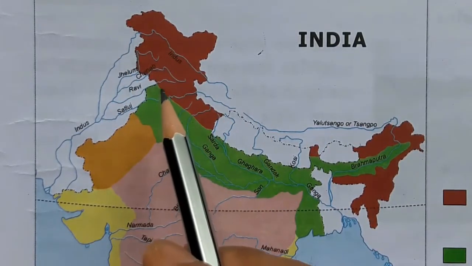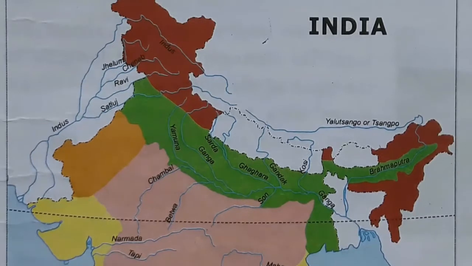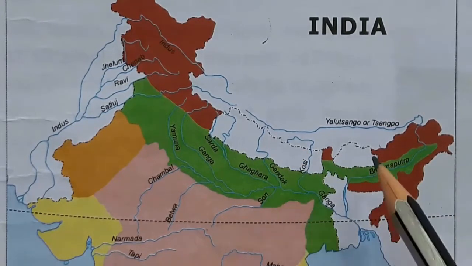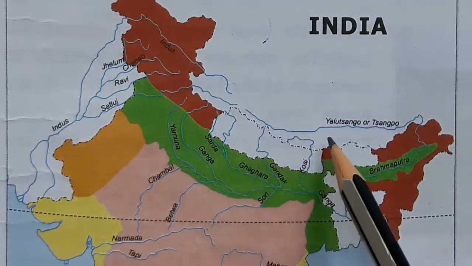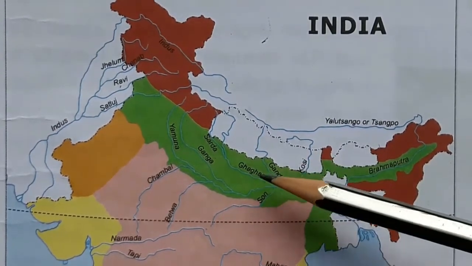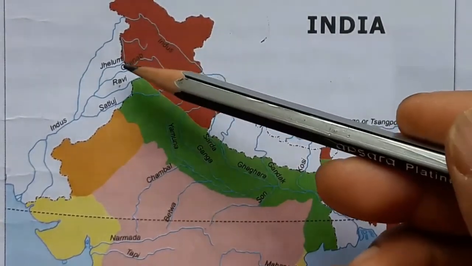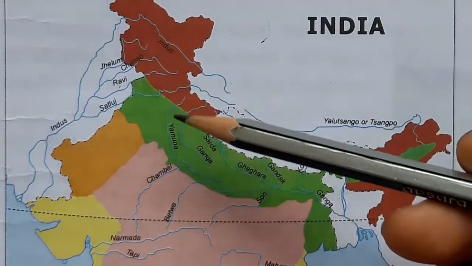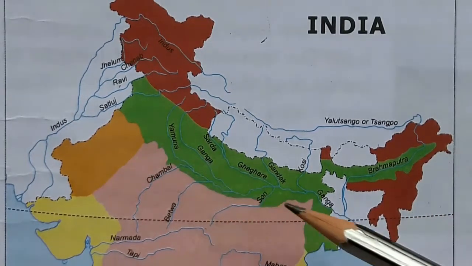Let's see some of the important rivers that originated from the Himalayas. First, the Brahmaputra. The Brahmaputra originated in the Himalayas and flows down from China. In China it is known as Yarlung Tsangpo or Tsangpo. Ganga, Koshi, Gandak, Ghagra, Sarda, Yamuna, Indus, Chenab, Ravi, Sutlej, Jhelum, all these rivers originated from the Himalayan regions. So these are the important rivers of the Himalayas.